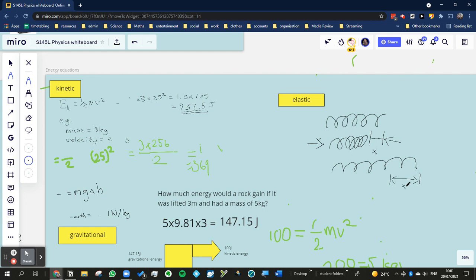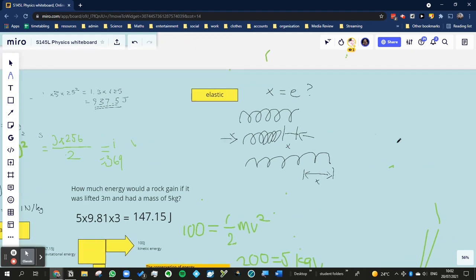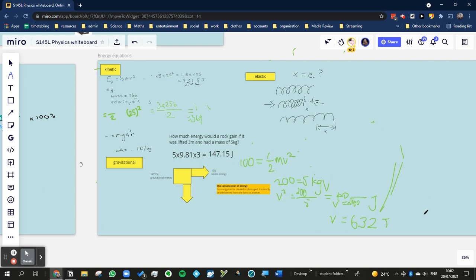The distance it is squashed or the distance it is stretched, we can call x. And sometimes it's called E. So instead of writing x, they might write E. But there's not an official way for it.